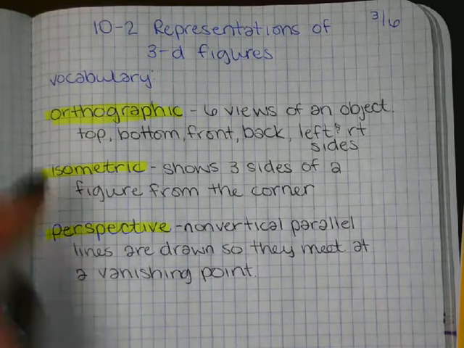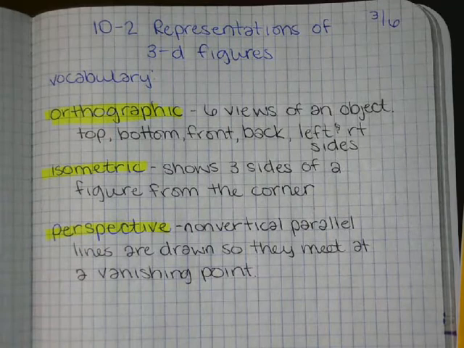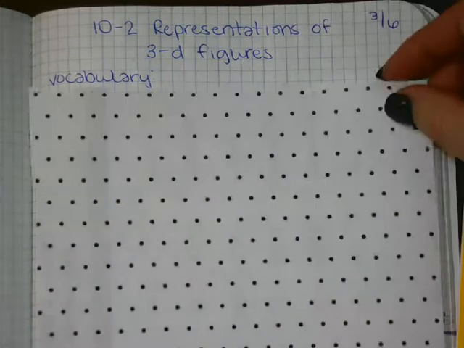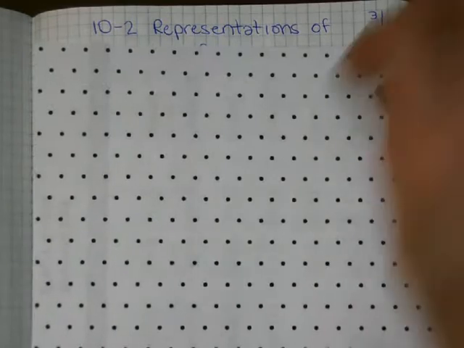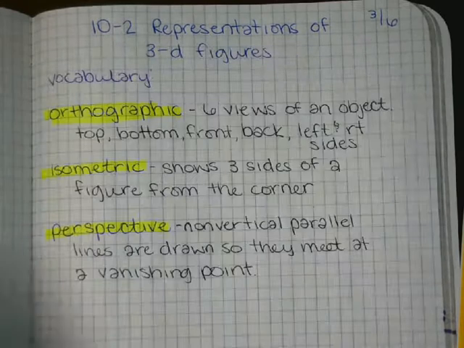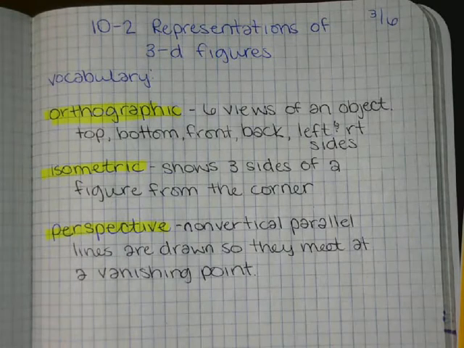Isometric is probably my least favorite. Isometric shows 3 sides of a figure from the corner. I like to see it once it's drawn, but it's not my favorite to draw. If you've ever seen dot paper that looks like this, kind of offset and has little triangles, that's the type of paper these drawings are on. It's even called isometric dot paper.